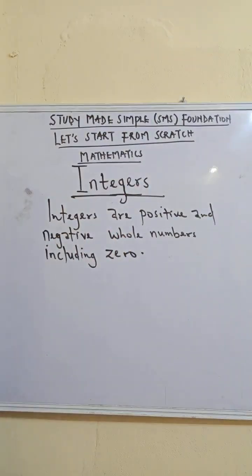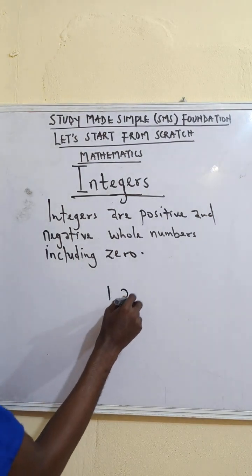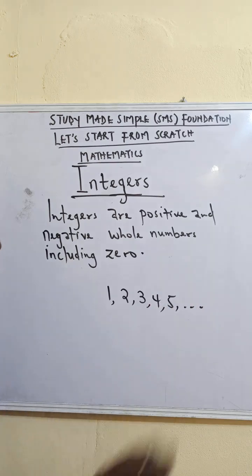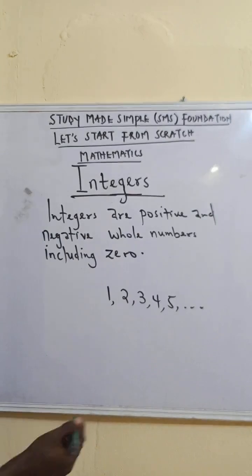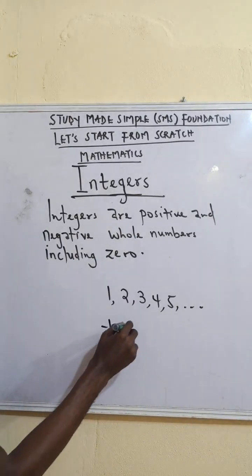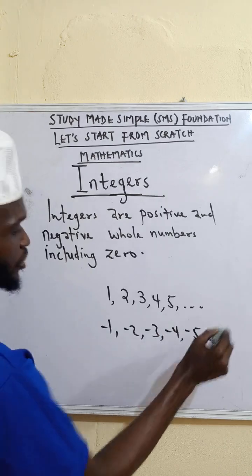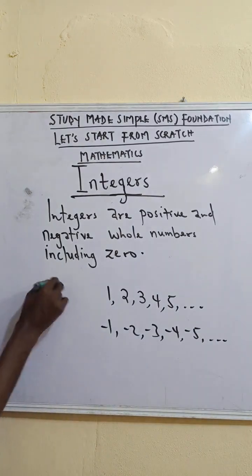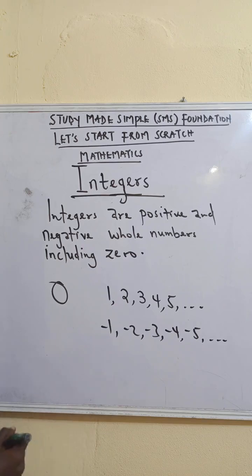So now, what are whole numbers? Let me write them out. 1, 2, 3, 4, 5, and so on. Now, we said these are the positive ones. What about the negative ones? -1, -2, -3, -4, -5, and so on. Good. But we now said including 0, so we need to add 0 to it. Let's combine all of this in one.